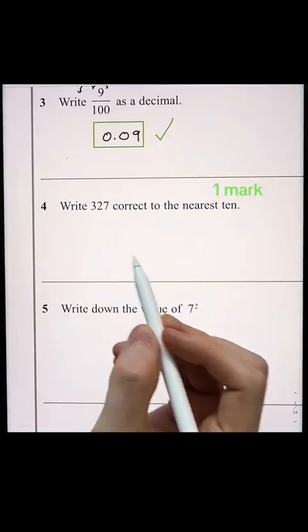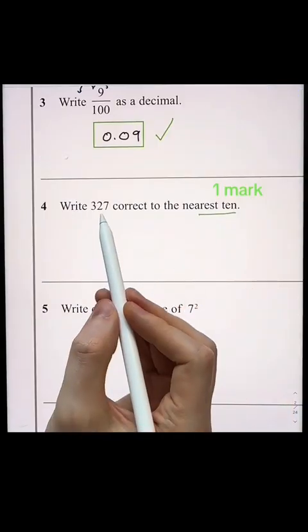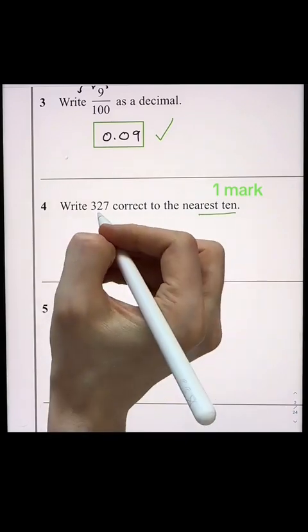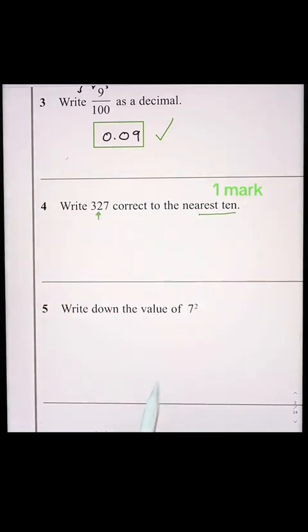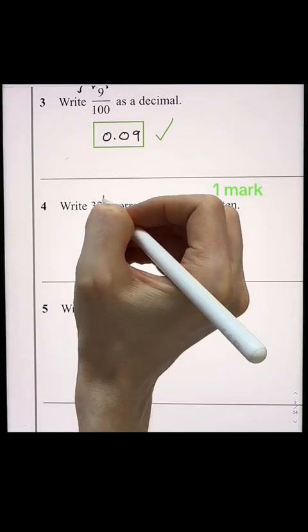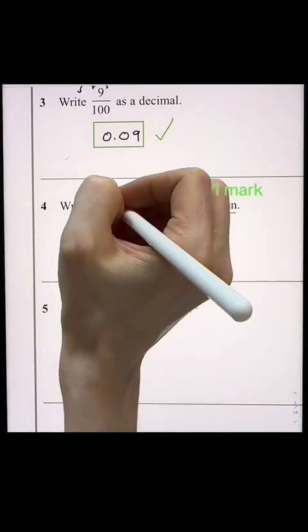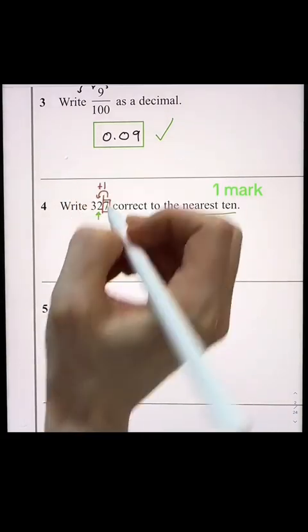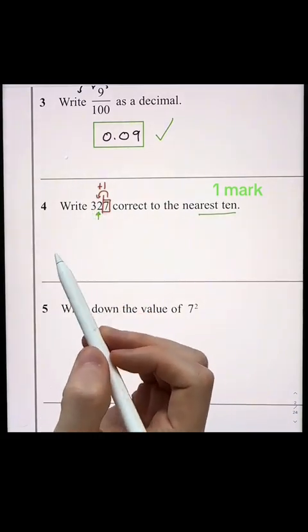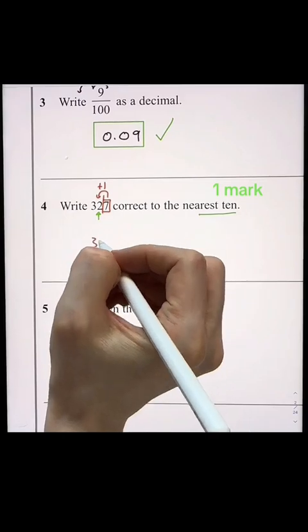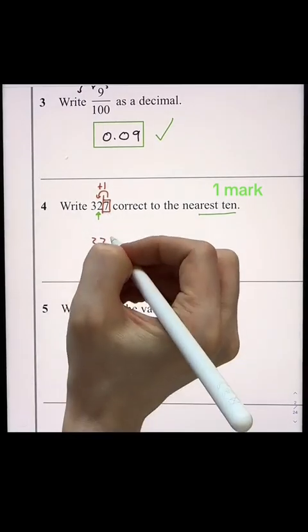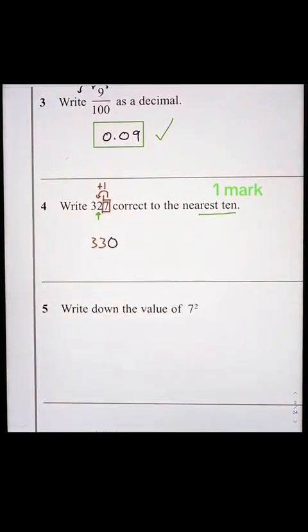Question 4. Write 327 correct to the nearest 10. Reading from the right, our first column is our ones column, our second column is our tens column. As we're rounding to the nearest 10, we find our tens column, and we always draw a line to the right, which is called a decider. So looking at our ones column, if that's 5 or more, we round the previous digit up by 1. As our ones column was 5 or more, we round the previous digit up by 1. So 32 will now become 33, and we must put a placeholder back. So 327 correct to the nearest 10 is 330.